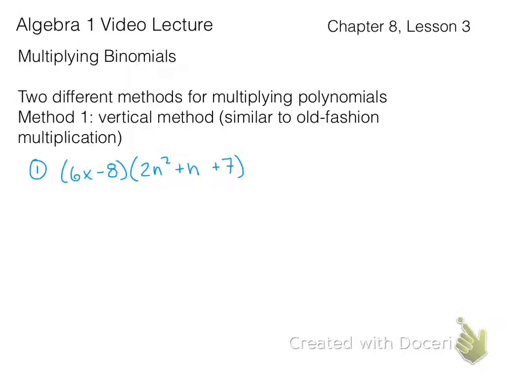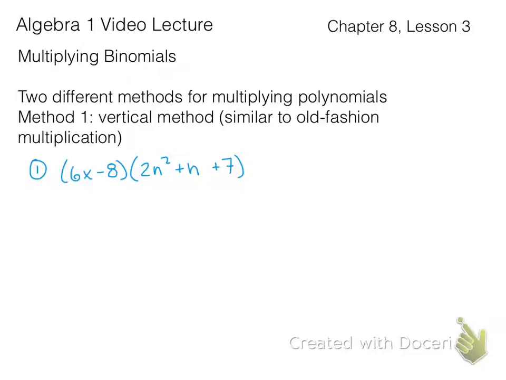And we know it's a binomial times a trinomial because the binomial has two terms, which is the 6x and the negative 8, or 6x minus 8. And the trinomial has three terms, which is the 2n squared plus n plus 7. And I'm going to actually do this problem twice. Once with the first method, which is what we call the vertical method, which is very similar to old-fashioned multiplication. You'll see it and you'll be like, man, that's kind of cool that it works that way. And then the other method is going to be similar to FOIL.